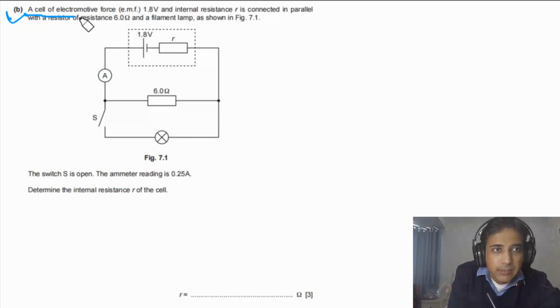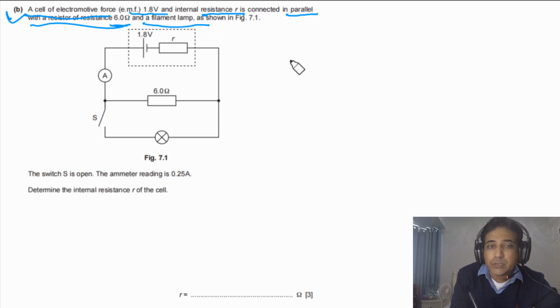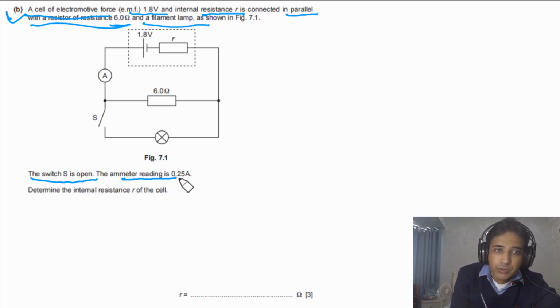Part B says a cell of electromotive force 1.8 volts and internal resistance small r is connected in parallel with a resistor of resistance 6.0 ohms and a filament lamp as shown in figure 7.1. The switch S is open, the ammeter reading is 0.25 amps. Determine the internal resistance of the cell.